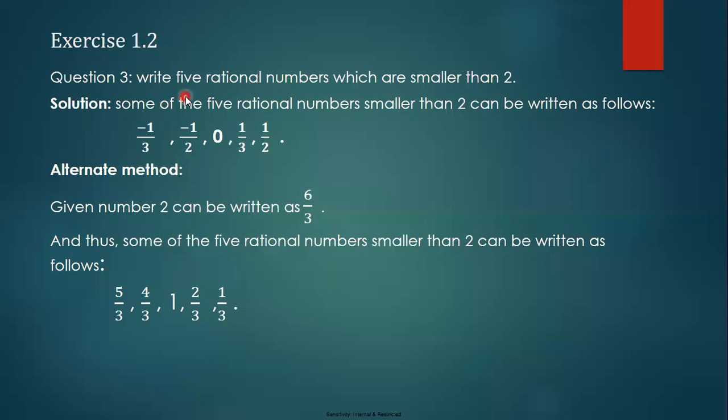So question number 3, write 5 rational numbers which are smaller than 2. So you have to write 5 rational numbers which are smaller than 2. You write any rational number, it should be less than 2. The denominator maybe you can take 3, 6, 5. Okay, so you can take any denominator. Now here, you can directly write 5 rational numbers which are less than 2.